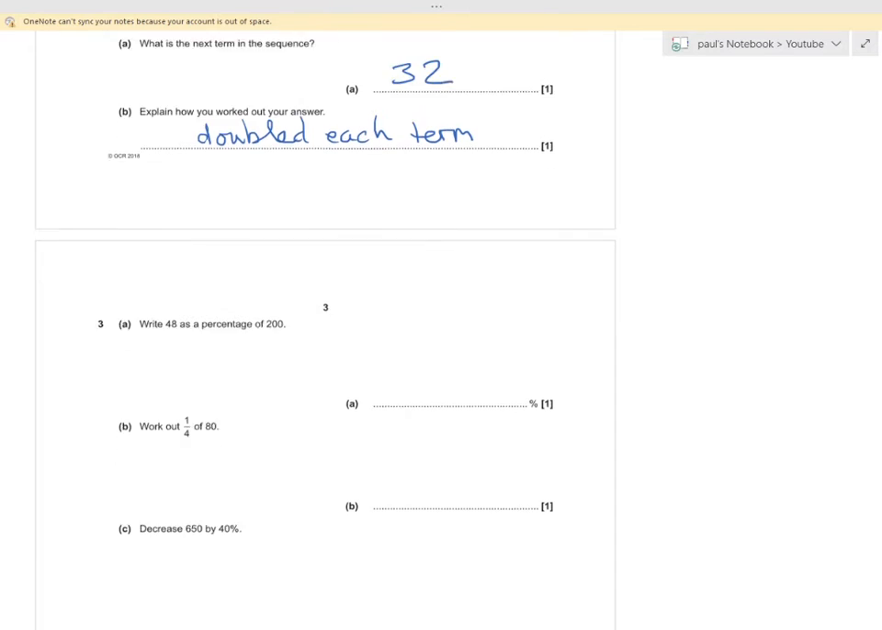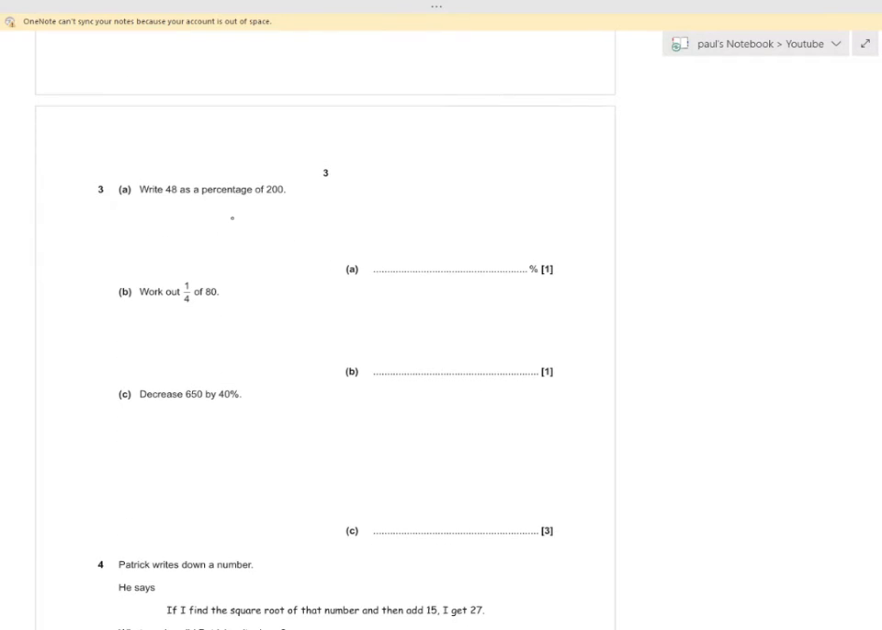Right. Write 48 as a percentage of 200. Well, that's 48 over 200, which is 24 over 100, which is 24%. A quarter of 80 is 20.